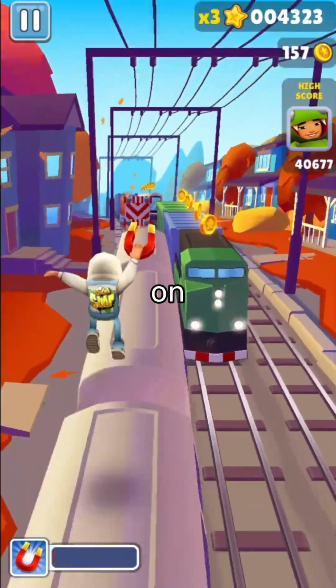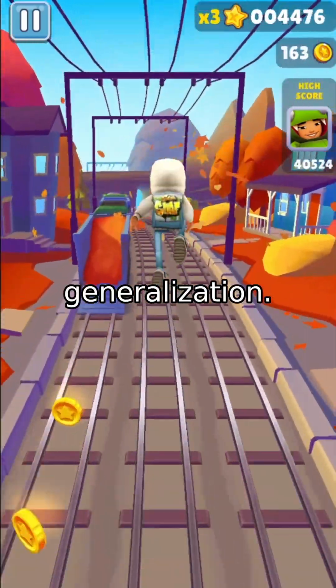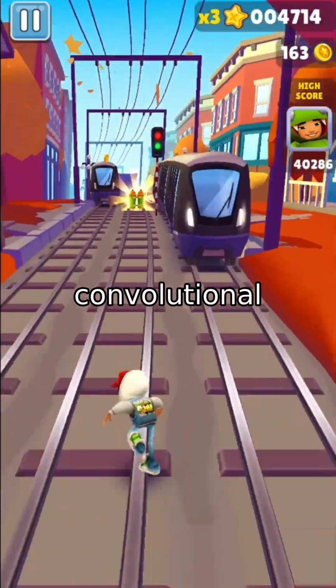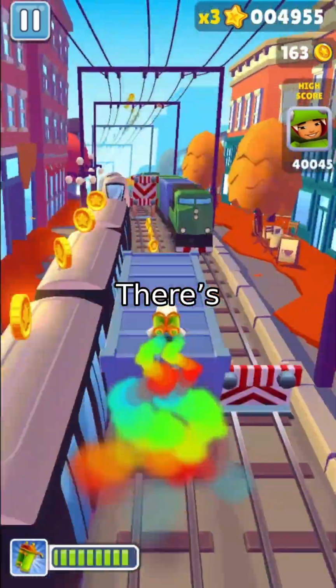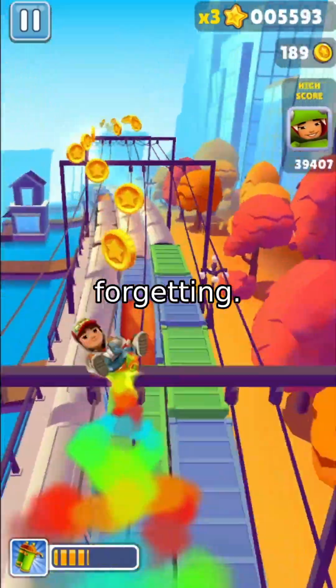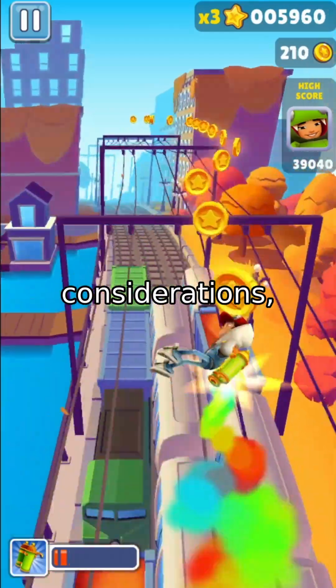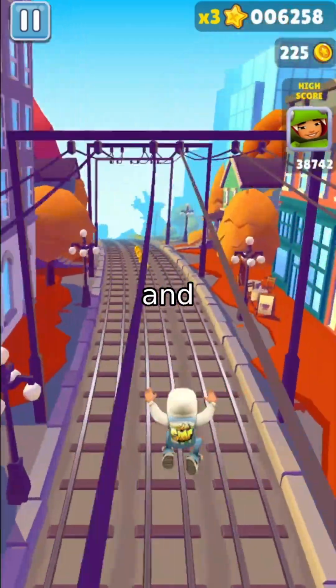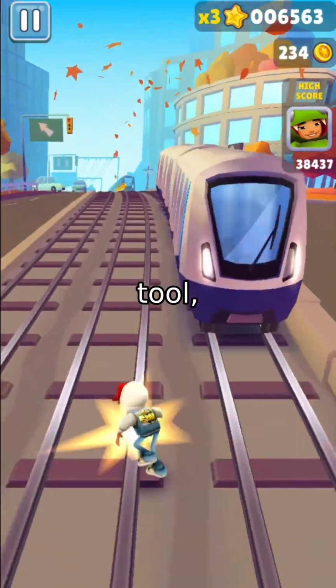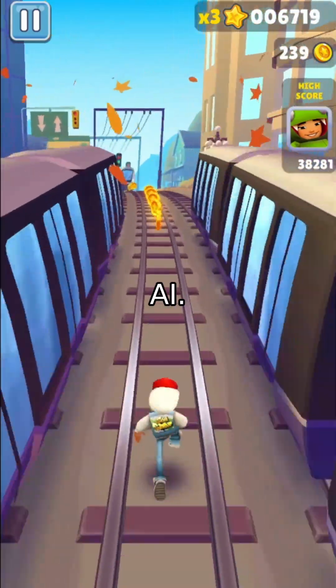Looking ahead, the focus is on efficiency, interpretability, and generalization. Researchers are exploring hybrid architectures that combine transformers with convolutional or graph-based methods. There's also growing interest in lifelong learning, where models continuously adapt without catastrophic forgetting. Meanwhile, ethical considerations, like reducing energy consumption and bias, are driving new directions in model design. The transformer isn't just a tool, it's a foundation for the next era of AI.